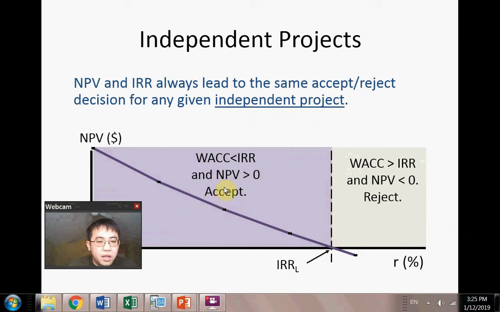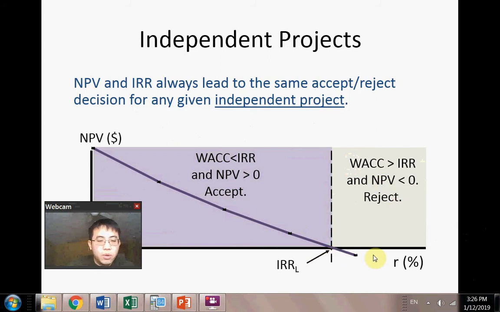And before that, if the IRR is greater than the WACC, you should have a positive NPV. So right here is where your discount rate, your cost of capital, is. So you have a low discount rate or low cost of capital that is lower than IRR, and you have a positive NPV, so you accept the project. And right here we're talking about this side of the curve, so that's when the cost of capital is greater than your cutoff point of IRR, you reject the project.